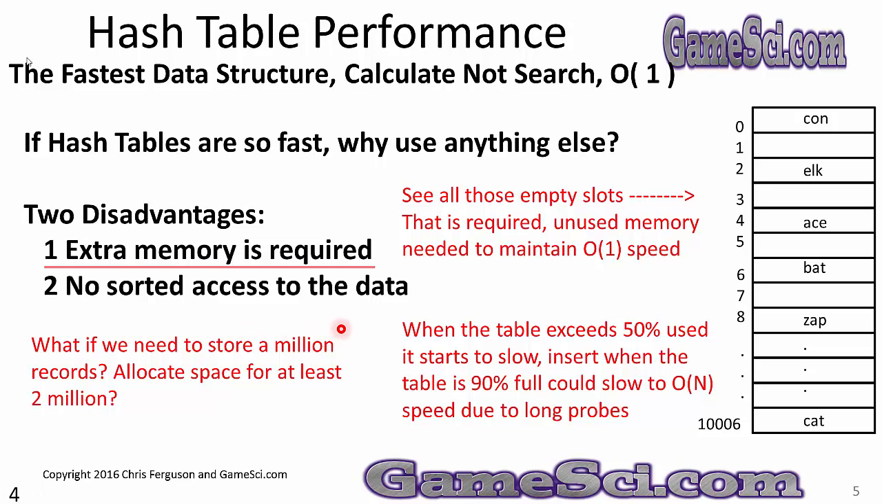Now, what if we need to store 1,000,000 records? Very large online games could have 1,000,000 players going at one time. We need to allocate space for at least 2,000,000, and that's a lot of extra space. But it's a requirement. There's no such thing as a perfect hash function. All hash functions have collisions. All collisions may lead to probes, and extra long probes could slow down our performance. So you've got to have a lot of extra unused space.